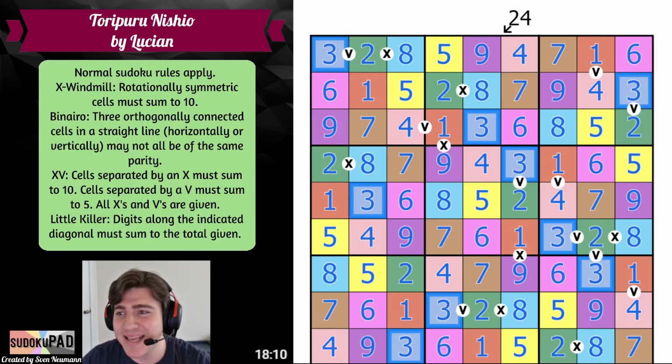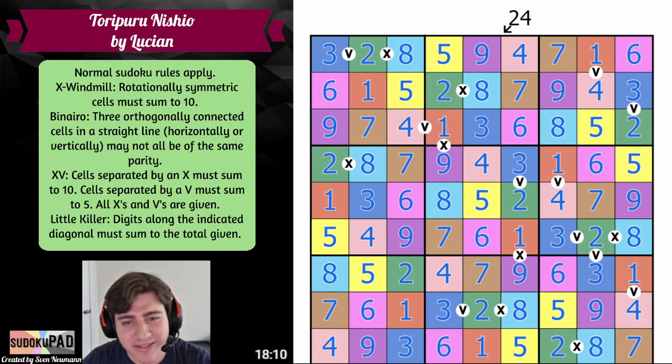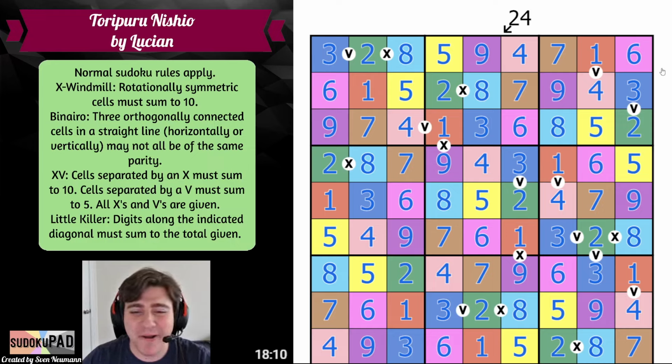In 18 minutes and 10 seconds. Not that the time really matters here. But that is how you can approach this Sudoku.